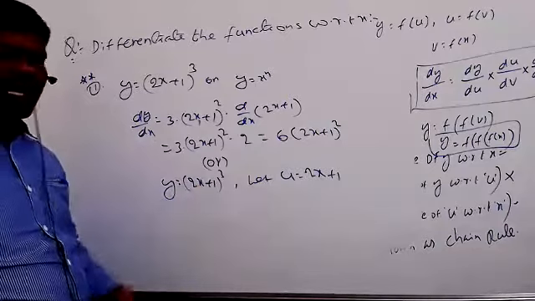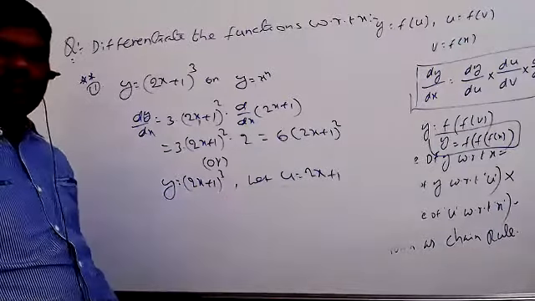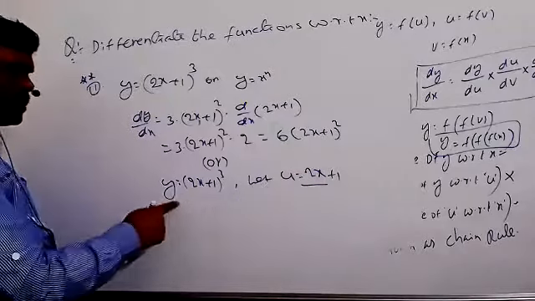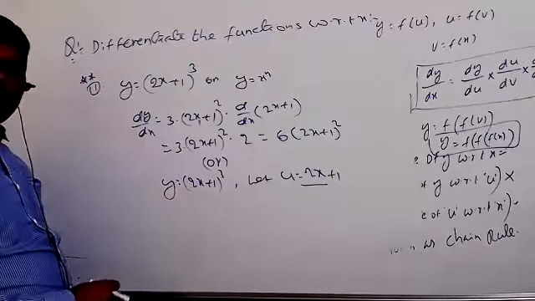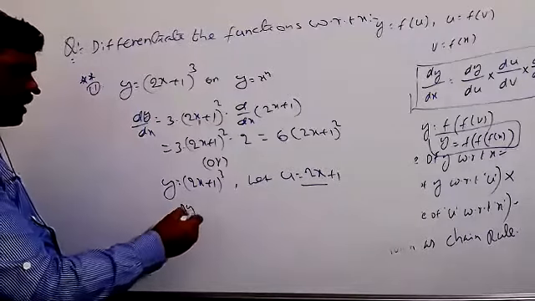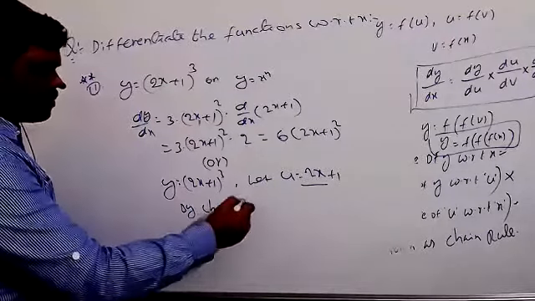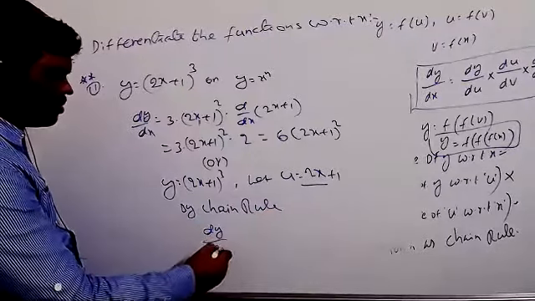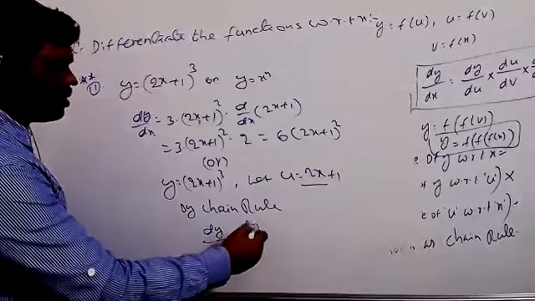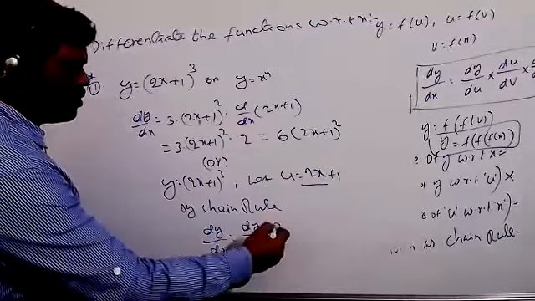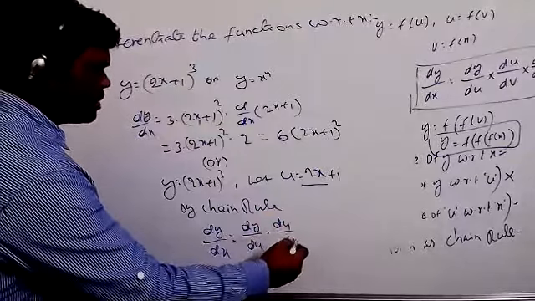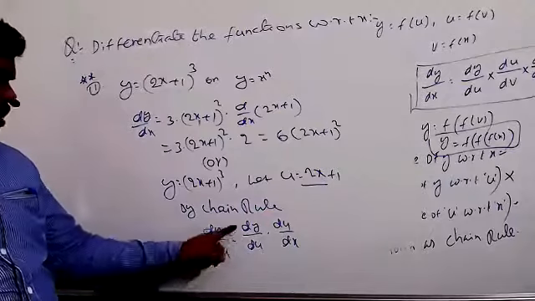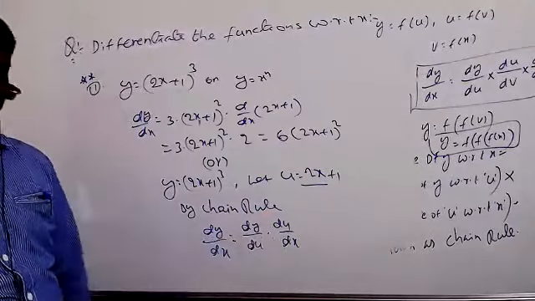So y equal to (2x plus 1) whole cube. Take a small substitution, let u equal to 2x plus 1. That means u equal to 2x plus 1 is a composite inside this function. Now by chain rule we can write dy by dx equal to dy by du into du by dx. The formula we know very well.